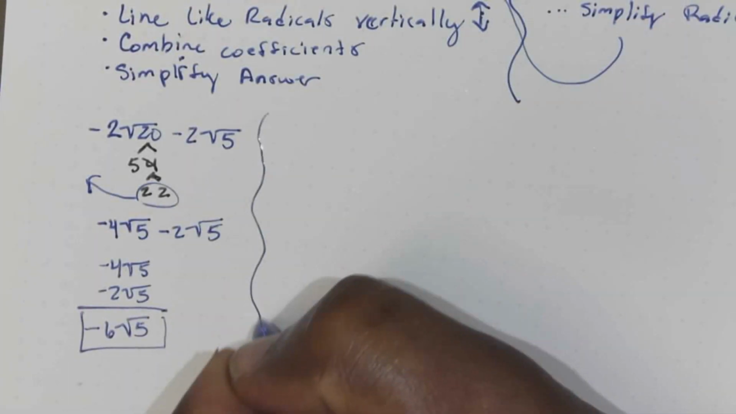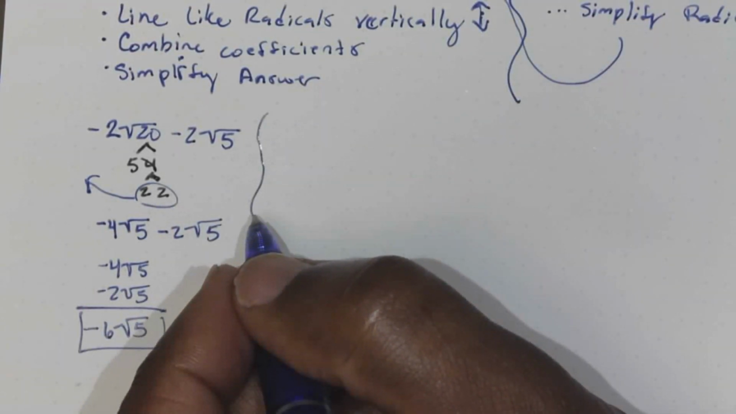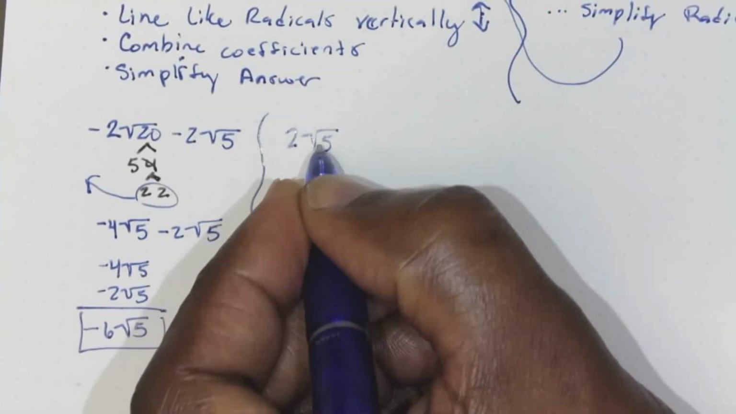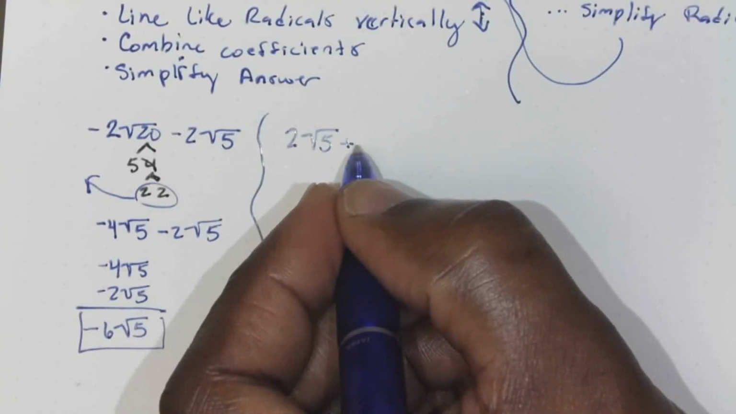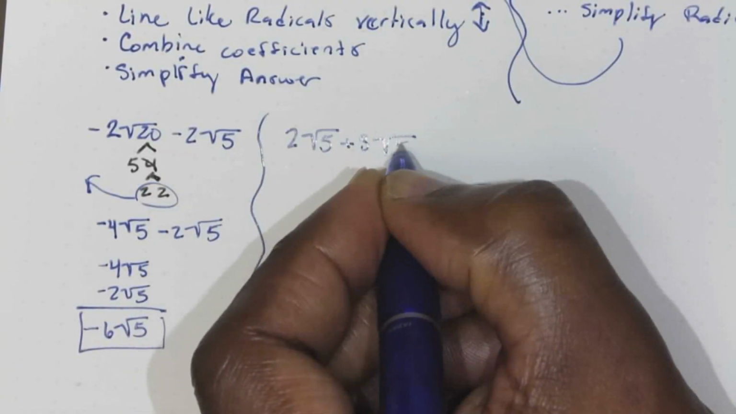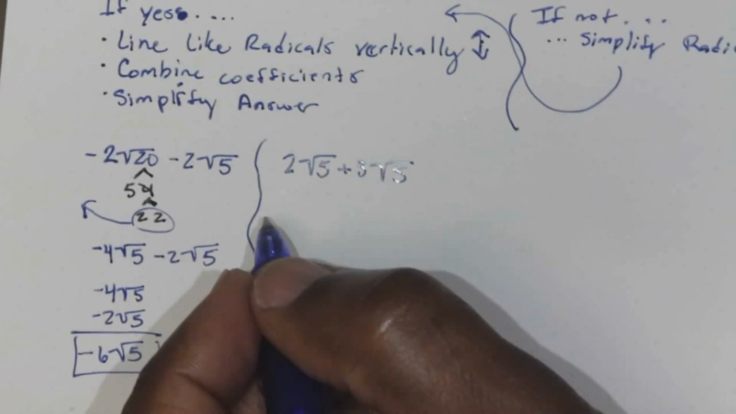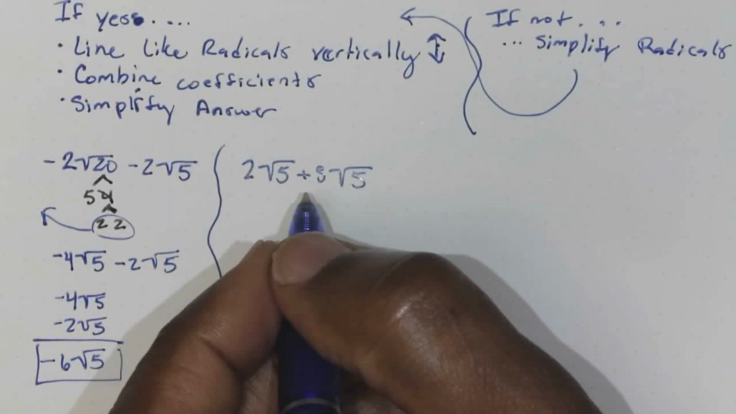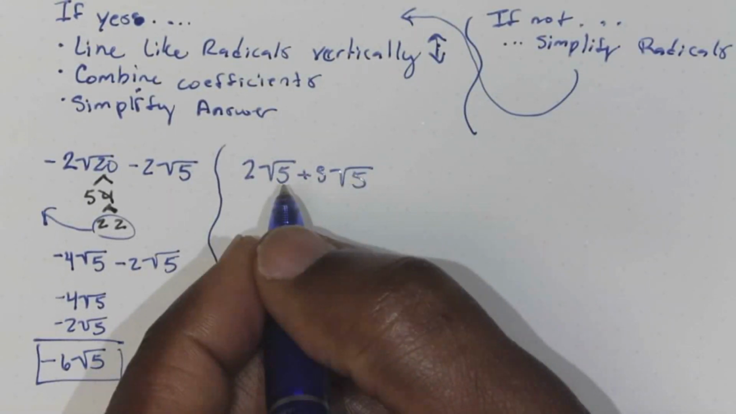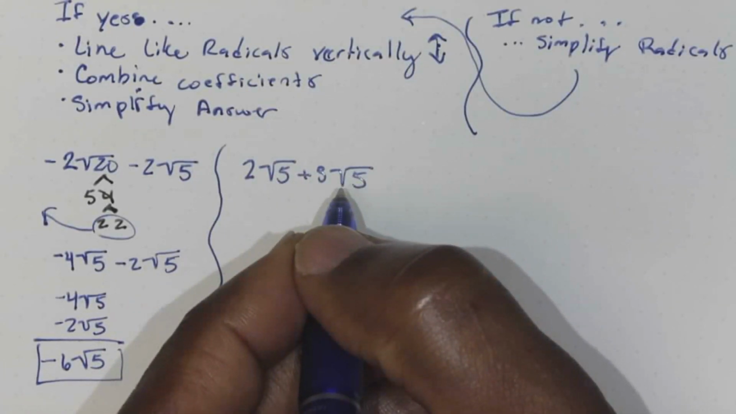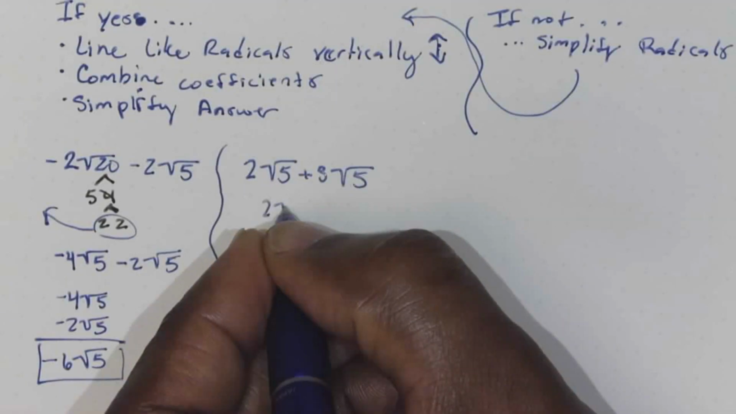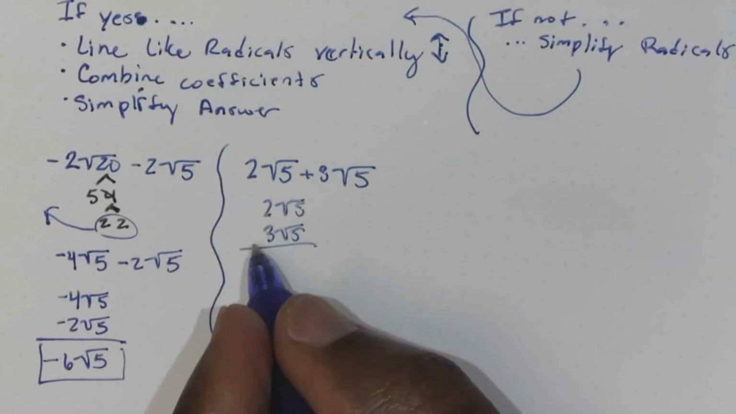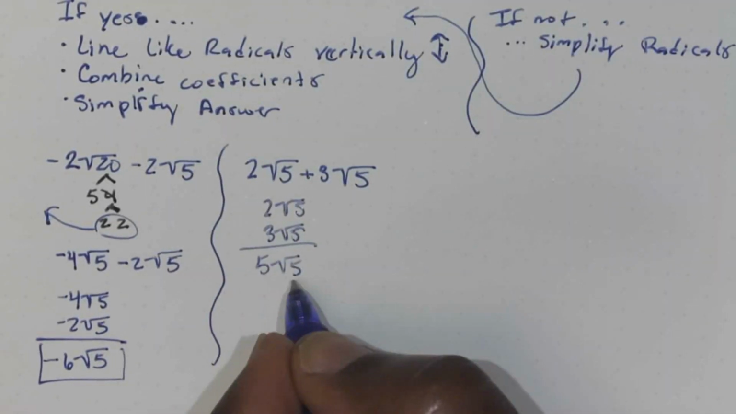All right, let's do it again. Let's start off like 2 square root of 5 plus 3 square root of 5. All right, first rule says check for like radicals. Are they like radicals? Yeah. Both of them got square root of 5. So line them up. 2 square root of 5, 3 square root of 5, and I combine that, I get 5 square root of 5. And I can't break that down.